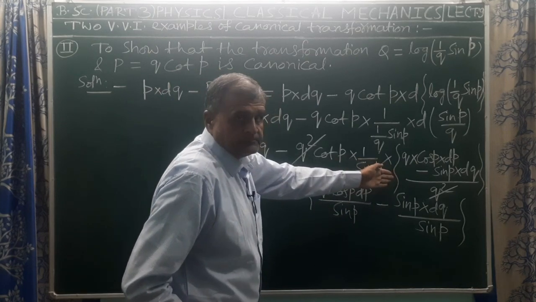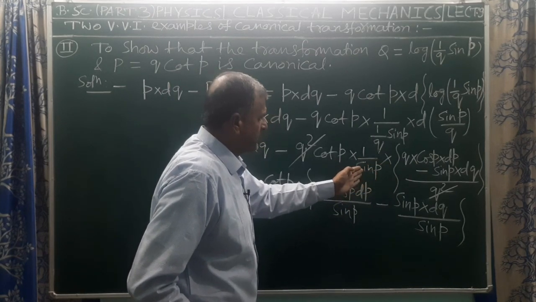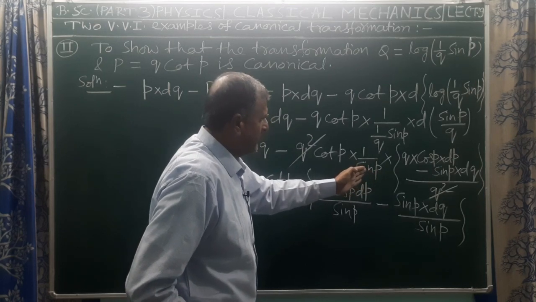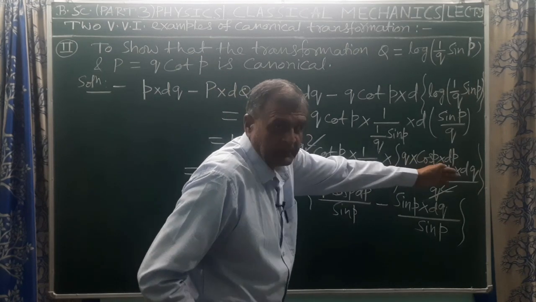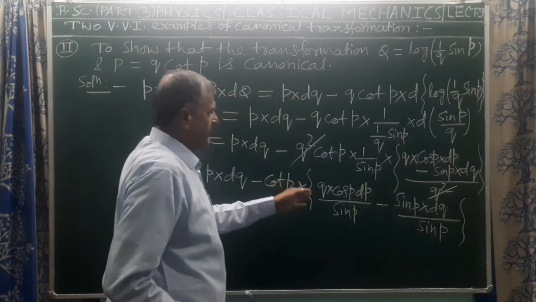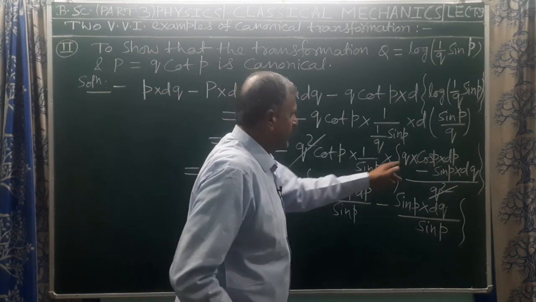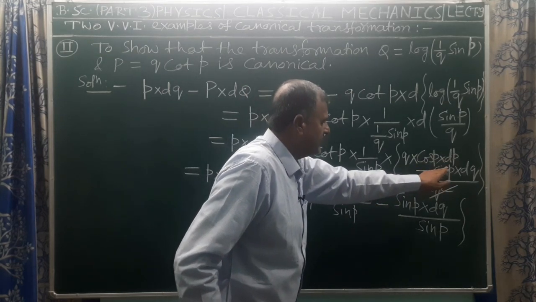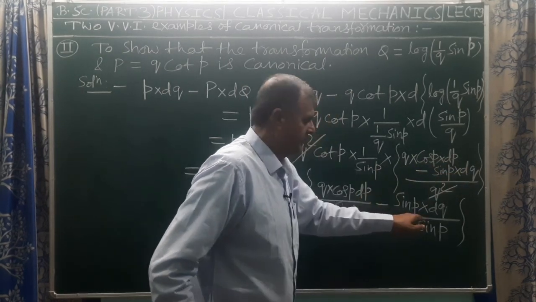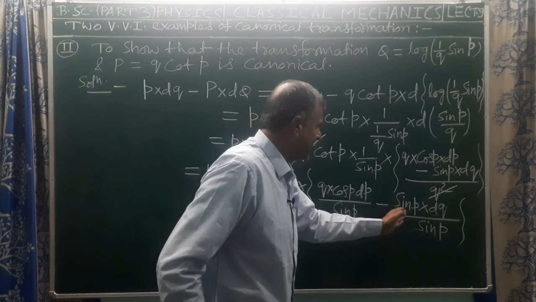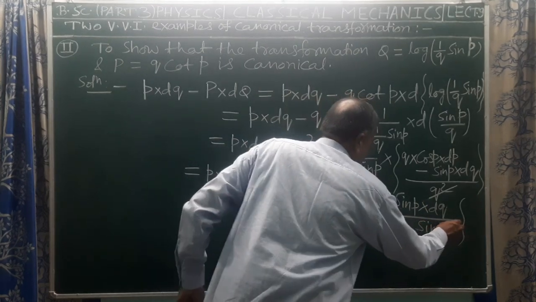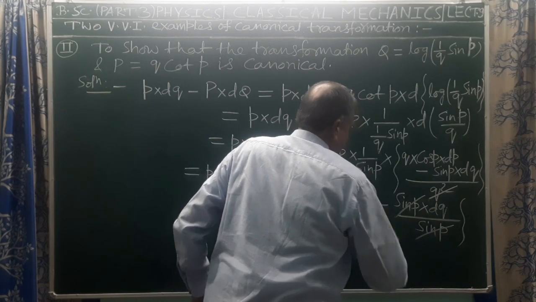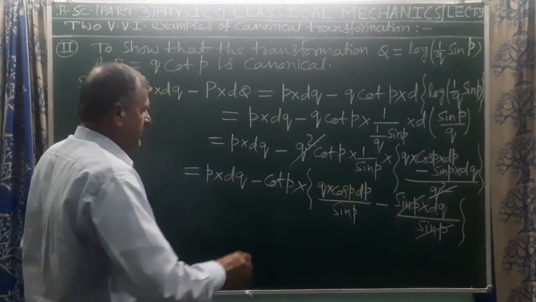Outside the bracket, the term present in the denominator is sin p. So multiplying 1 by sin p with both terms inside the bracket, the first term inside the bracket is q cos p dp upon sin p, minus the second term, sin p dq multiplied by 1 by sin p, so it is sin p dq upon sin p. In the second term, sin p in the numerator and denominator will cancel out.